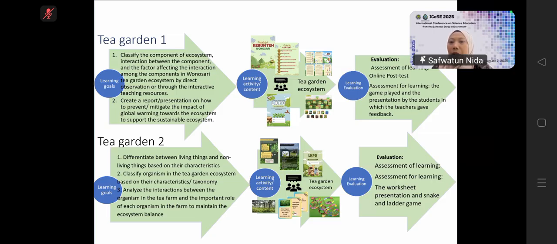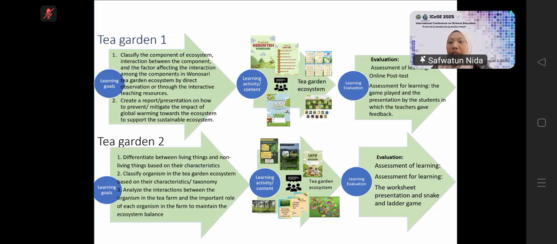And second, the students present what they have learned through the game, and then the students access the QR code for the worksheet about the importance of protecting the ecosystem. And after that, students create a report or presentation on how to prevent or mitigate the impact of global warming on the ecosystem to support a sustainable ecosystem.